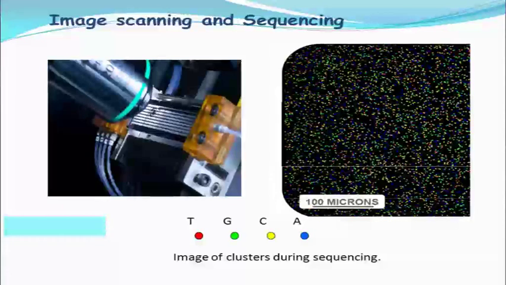And here is showing you the Illumina flow cells. There are 8 lanes. You can load your samples onto the 8 different lanes. And the signal is captured by this high resolution CCD camera.